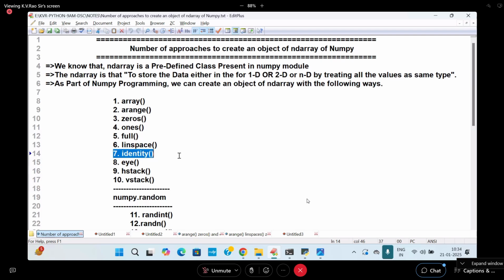Understand? The eye function is not only for square matrices. The eye function is also used to prepare an identity matrix, but wherever I want in the matrix, I can prepare an identity matrix. The eye function will prepare an ND array not only as a square matrix, it can prepare a rectangular matrix also. For example, I will go for something like this.